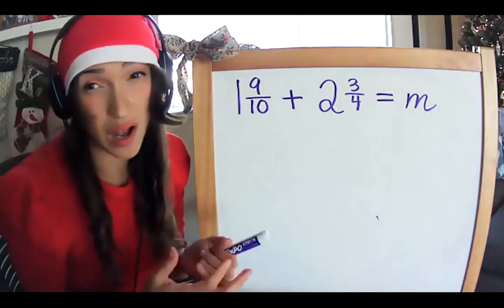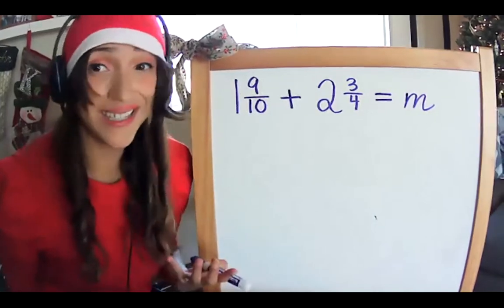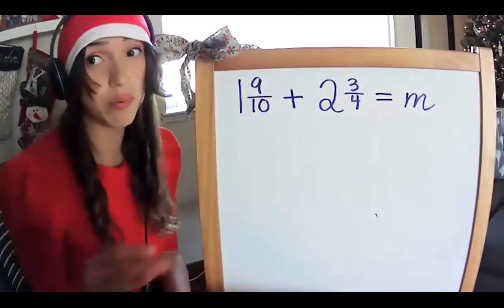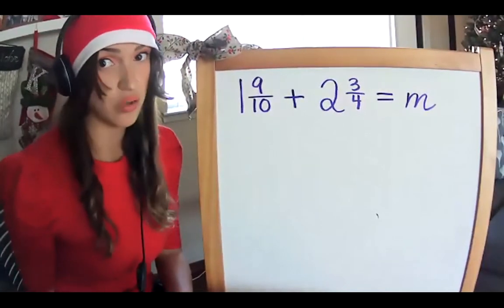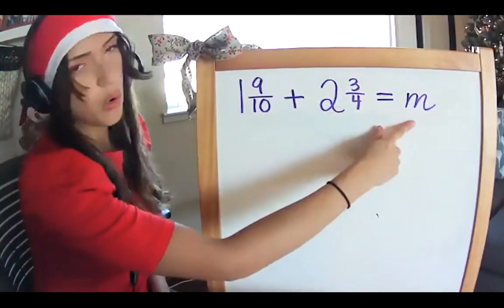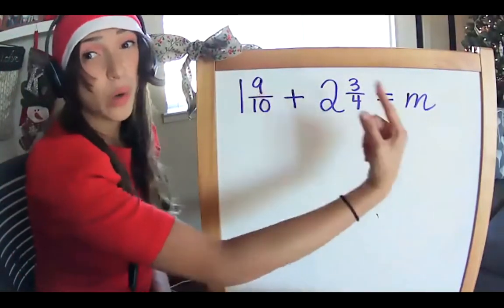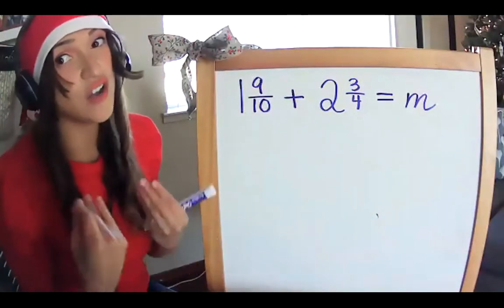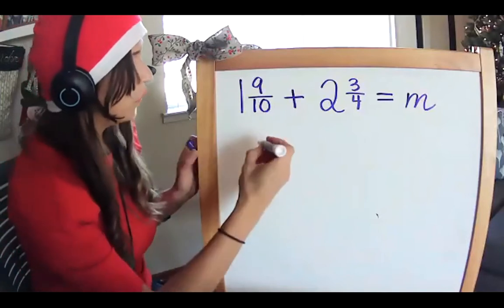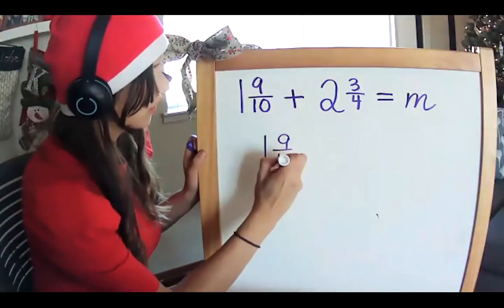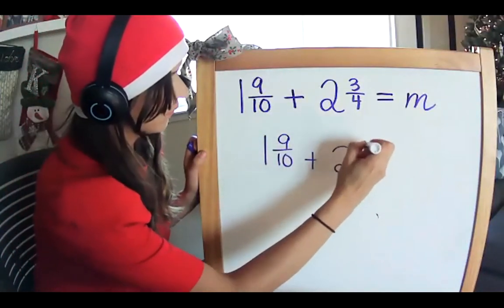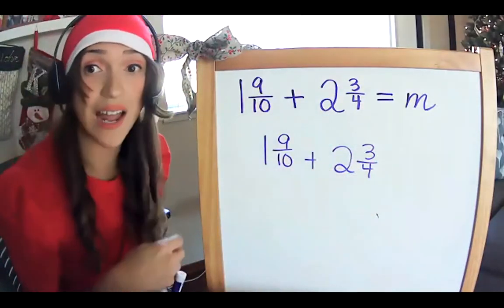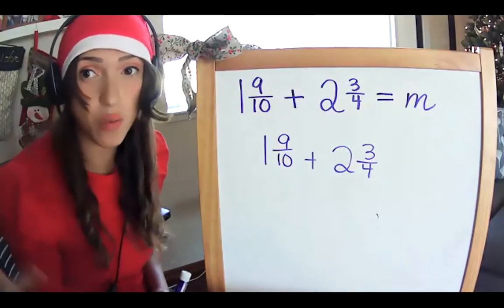Now, for those that forgot what a variable was, it's basically the same thing as a question mark. It's a letter that you put to represent an unknown value. So we don't know what the total miles are, so we're going to put M as our variable to represent that unknown value. Now, if you just write this, it's not an equation because it does not have an equal sign.